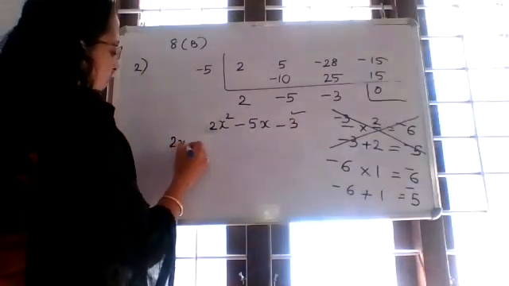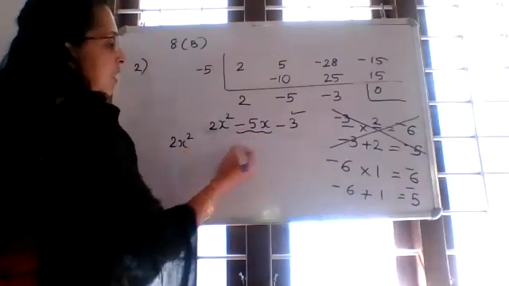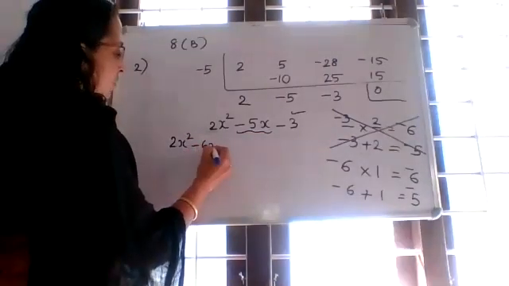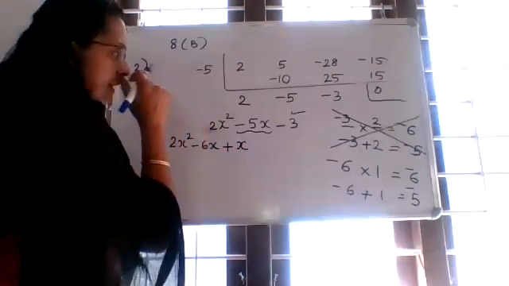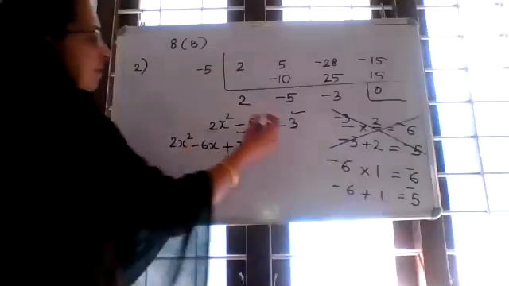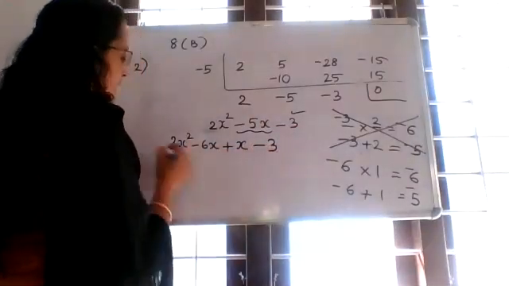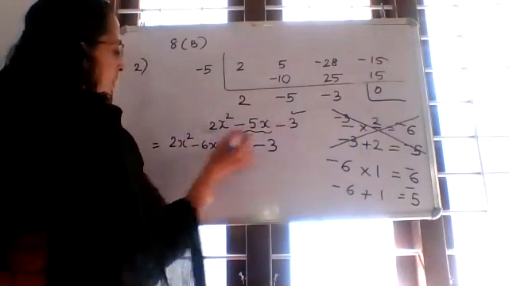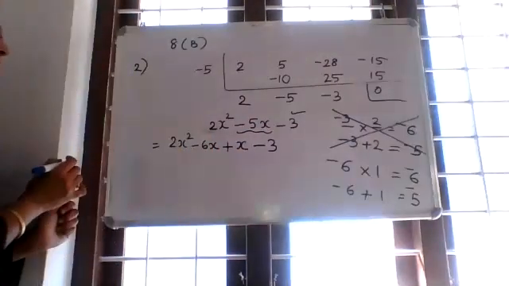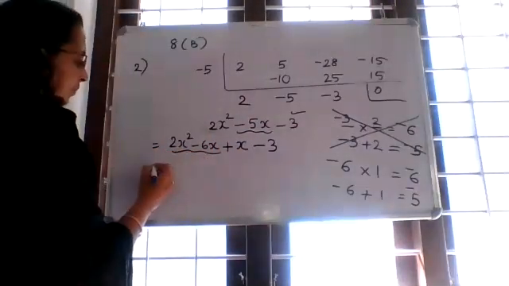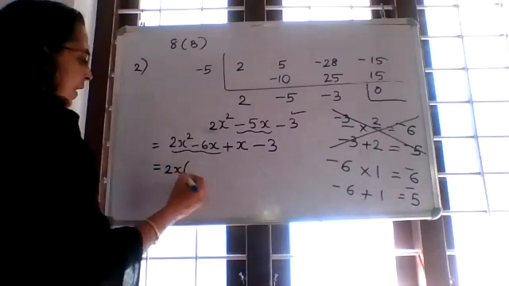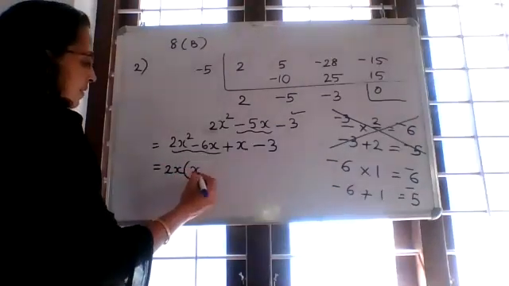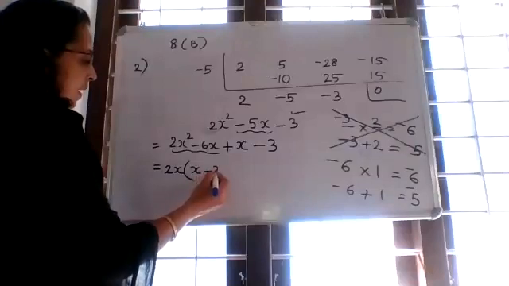So 2x square as 2x square itself. Then negative 5x we can write as negative 6x plus simply 1x, that means x. Then minus 3 as minus 3. So 2x square minus 5x minus 3 we wrote this way. Take common. Which one can we take common? 2x. Then remaining x minus 3.